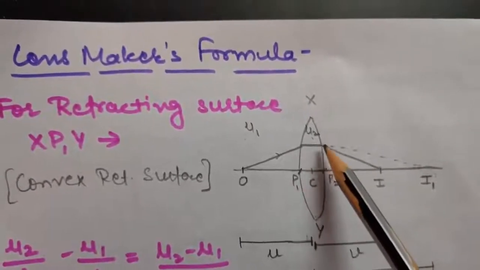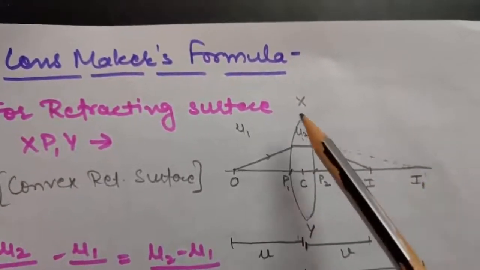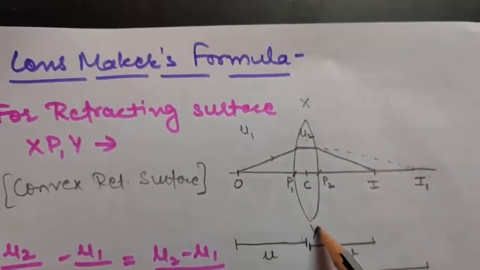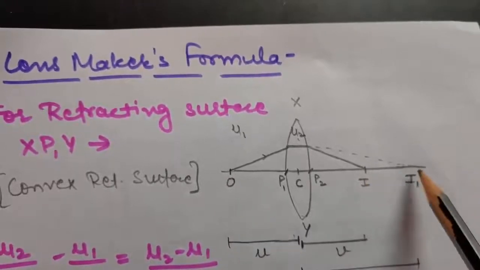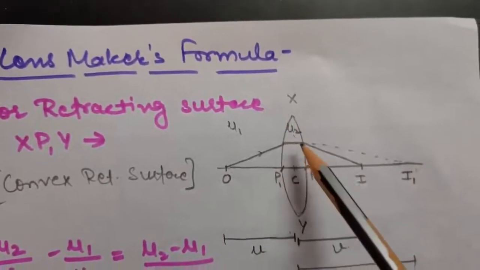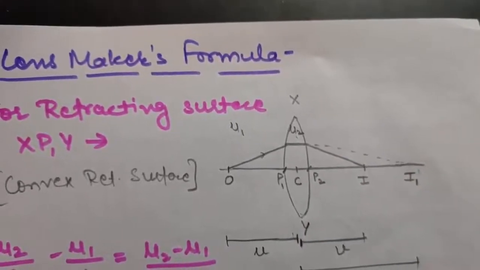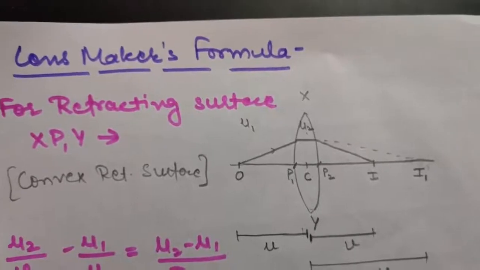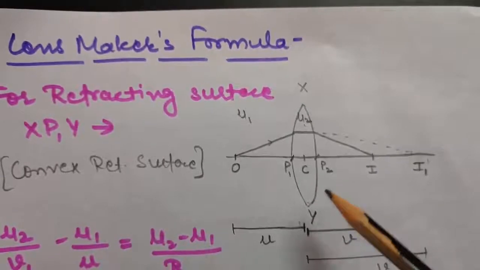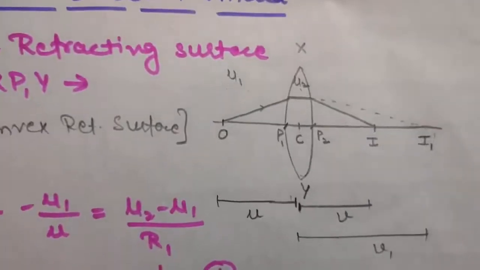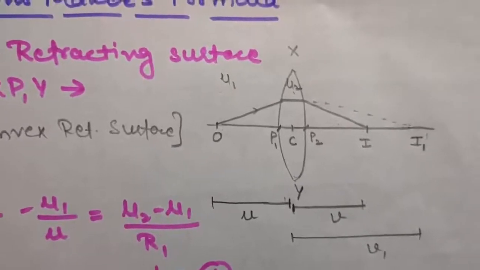But if I produce this ray, I am saying I dash is the virtual image formed by this. So O is the object, I is the final image, and I dash is the image formed by this. I have just produced this ray here. So this is your I1. Take it I1. Now we have two refracting surfaces xp1y and xp2y here. So for them we will be writing the formulas that we derived while doing refracting surfaces.